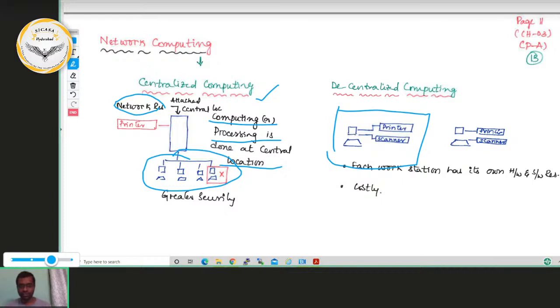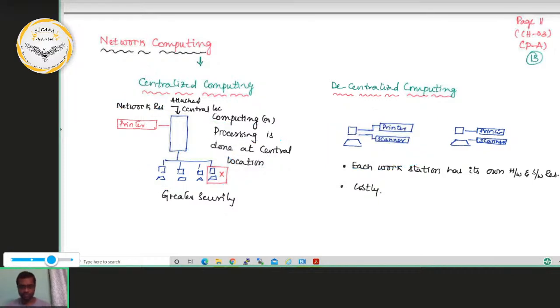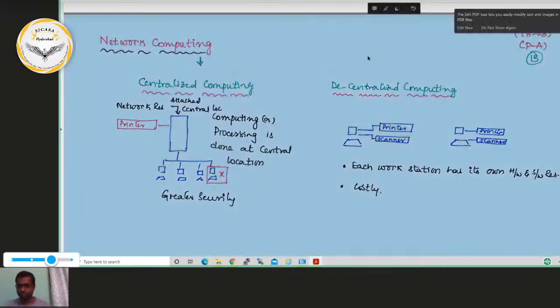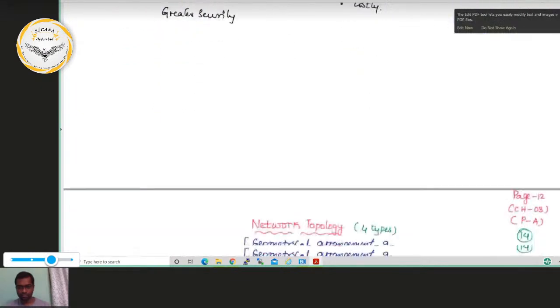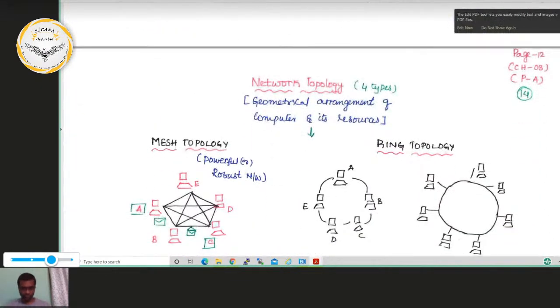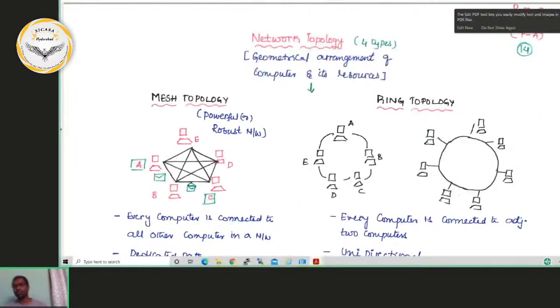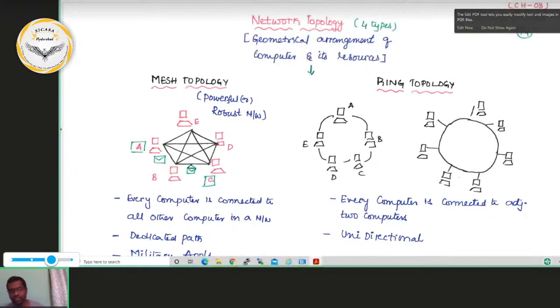Now let us move to the next concept. There's another topic called network topology. So what do you mean by network topology? Network topology is nothing but how exactly we connect the computers and its resources for the purpose of communication. So this network topology is nothing but a geometrical arrangement of computers and its resources.